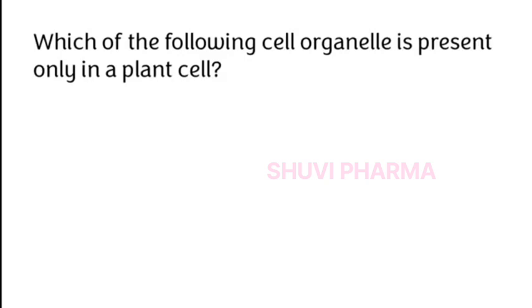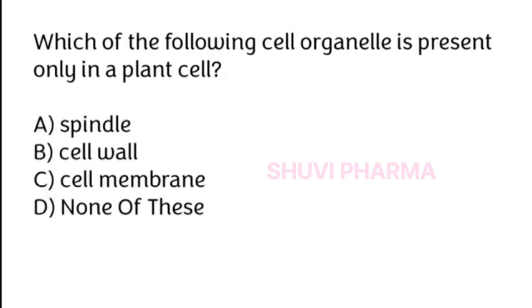Which of the following cell organelles is present only in a plant cell? Spindle, cell wall, cell membrane, none of these. The correct answer is option B. Cell wall is present only in a plant cell.